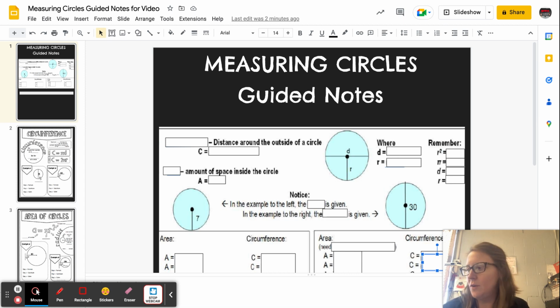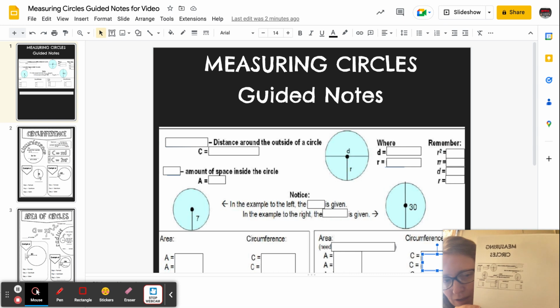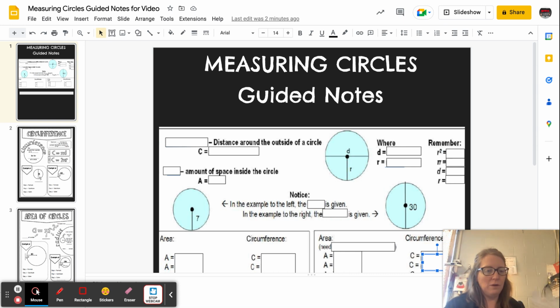First, you need to make sure that you have your measuring circles guided notes with you. They should look like this. Fold those and put them in your red notebooks, pause the video to make sure that they're in there, and then come back and play it when you're ready to move on.